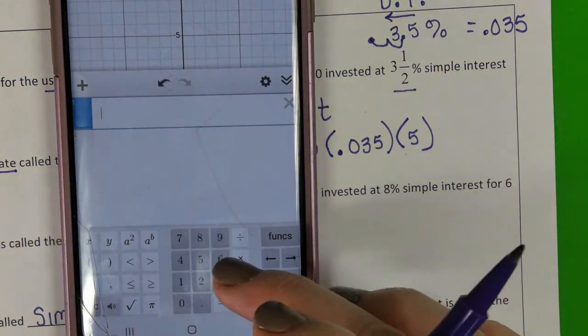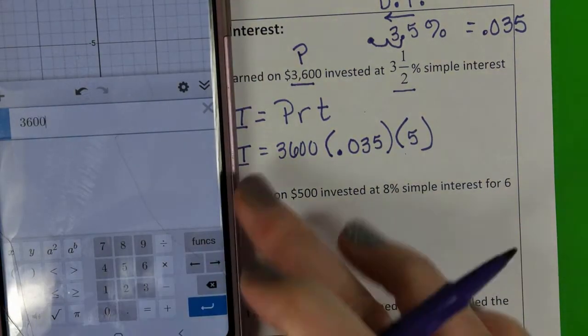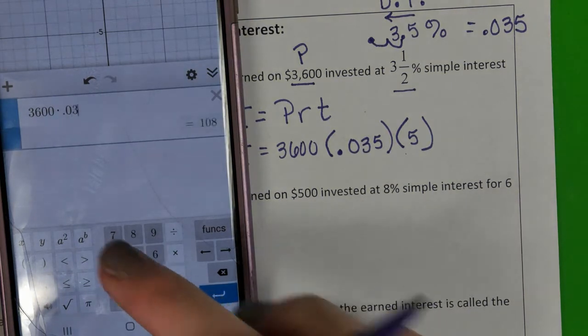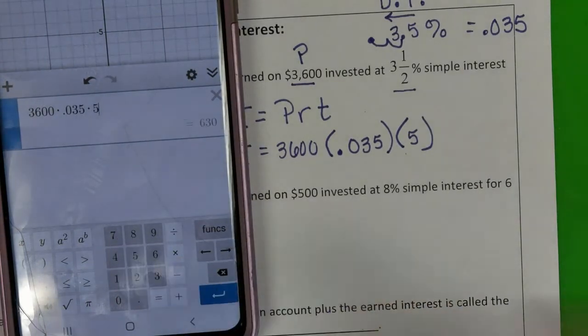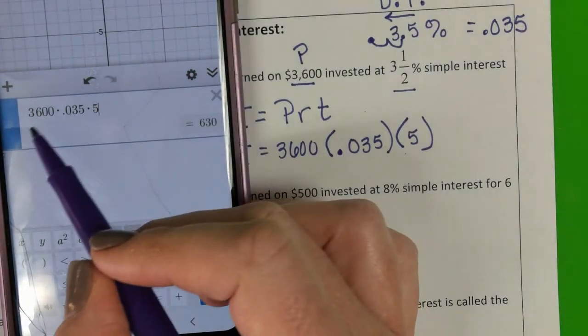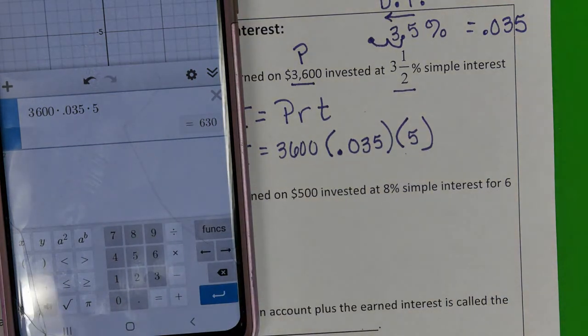And so I'm going to type in, what did we have? 3,600 times 0.035 times 5. Now, one reason I really like this app is it's like a graphing calculator because you can see exactly all the numbers you typed in. So all those errors we keep making could be prevented if we would look at our Desmos app and use that a little bit more.